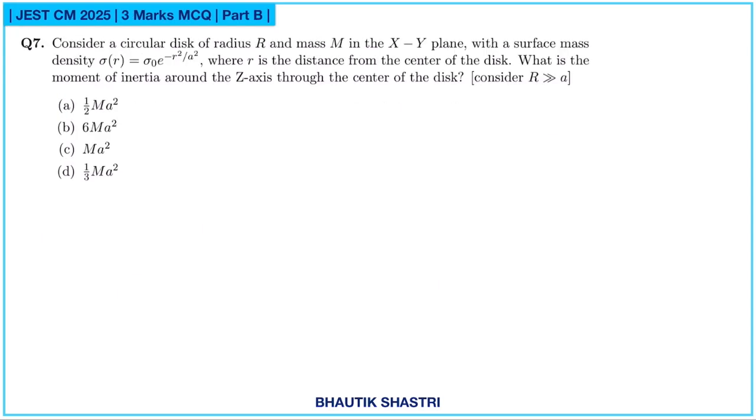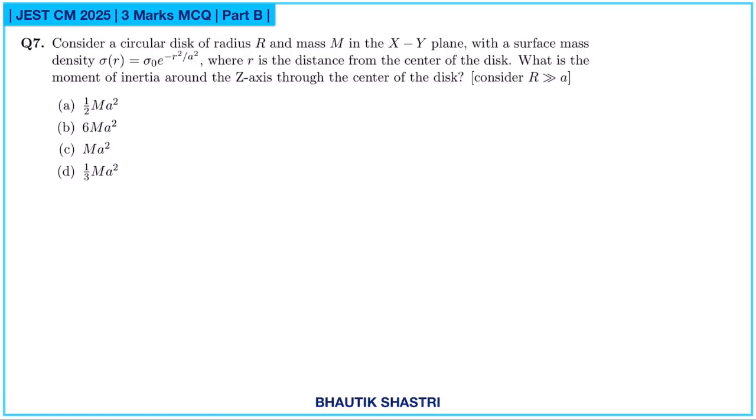Next question. Consider a circular disk of radius r and mass m in the xy plane with a surface mass density sigma r, where r is the distance from the center of the disk. What is the moment of inertia around the z-axis through the center of the disk?